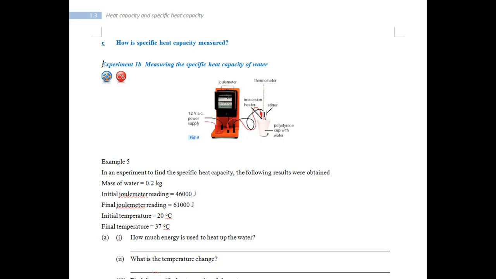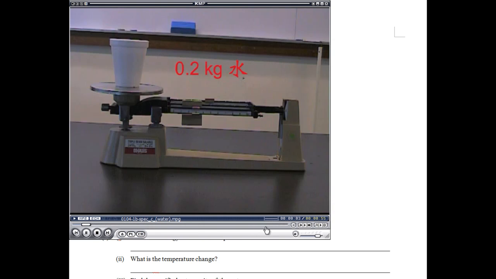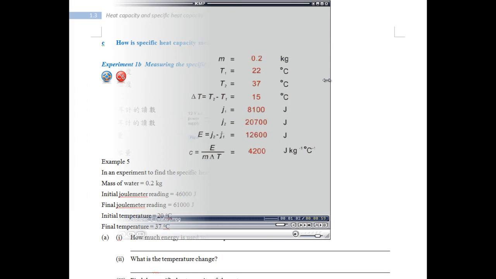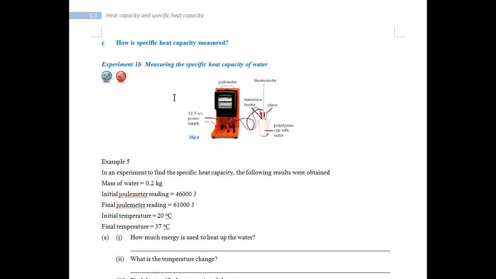In this experiment, we'll look into the method of measuring the specific heat capacity of water. Let's watch the movie clip of this experiment first. We may also look at the animation. It shows how we can find the specific heat capacity of water.